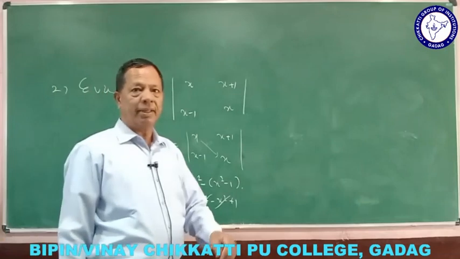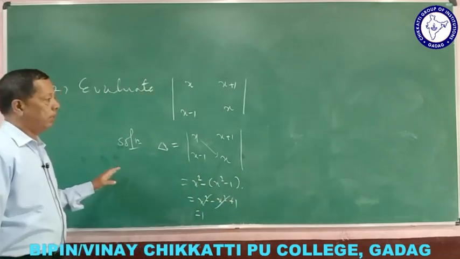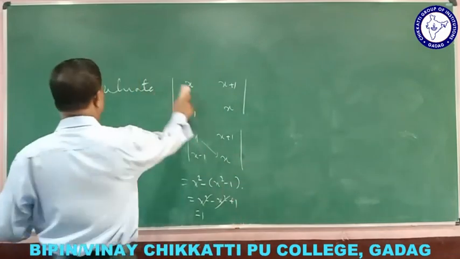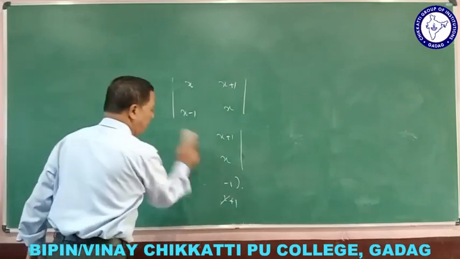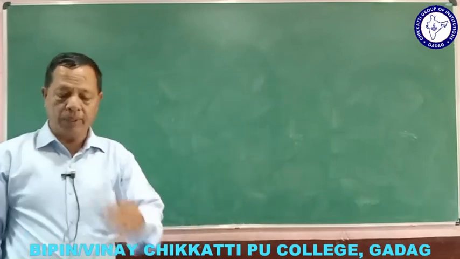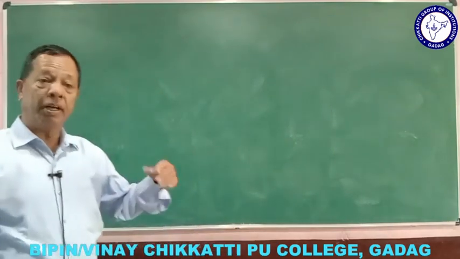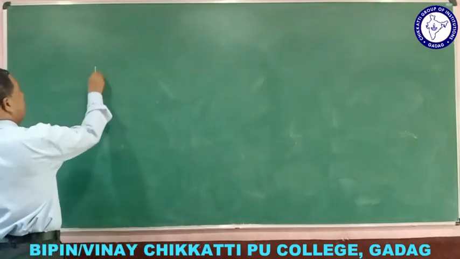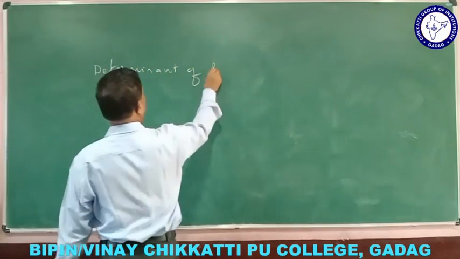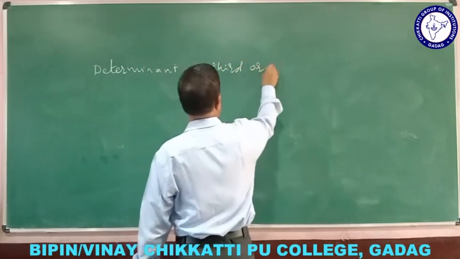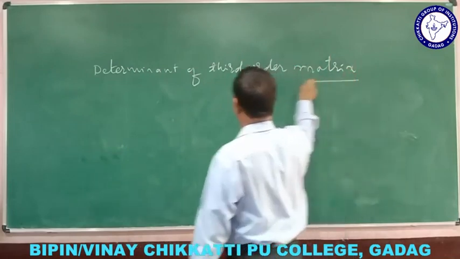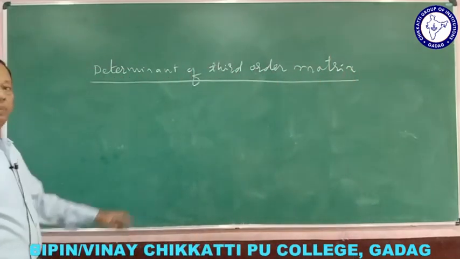Determinant is what? It is the numerical value of the given matrix. And now I have to tell about the third order matrix. I don't want to take much time here to give the same idea, but I want to tell directly how to write the determinant of third order matrix. For example, determinant of third order. See, so far you have seen only second order. Now I am explaining third order.